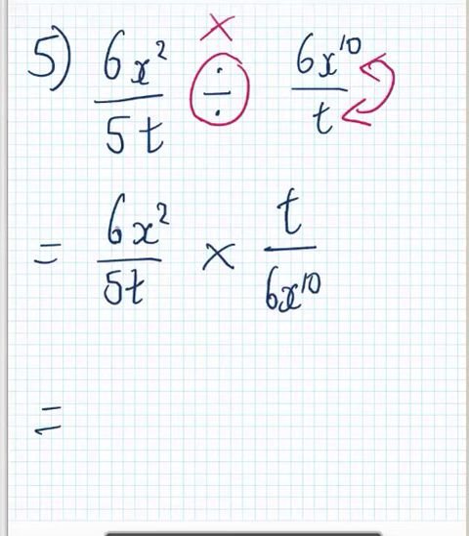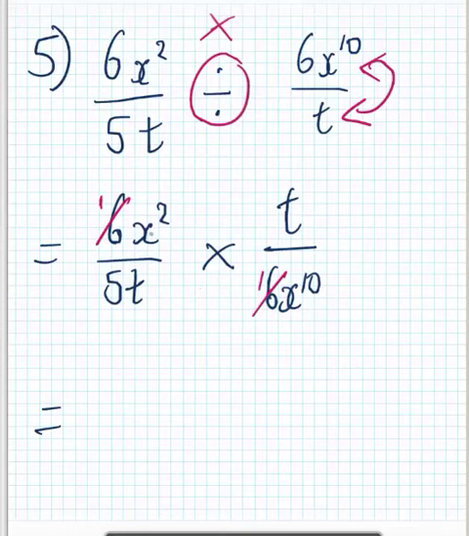So I've got, just work with one thing at a time. 6 up here. Let's see my numbers down here. I've got a 5 here. 6 and 5 can't be simplified, but 6 and 6 can. They're the same thing, so my 6's are gone. 6 divided by 6 is just 1.